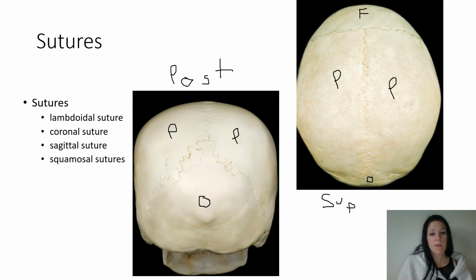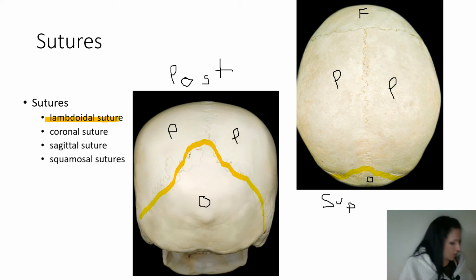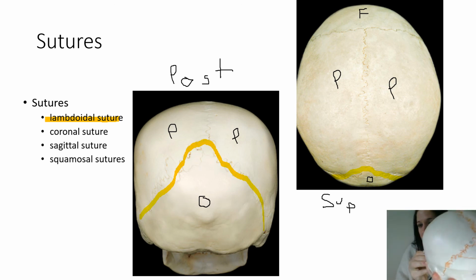Okay, so first the lambdoidal suture. The lambdoidal suture is the articulation between the occipital bone and the parietal bones. So if you can see here, this articulation, it's fairly small on this one because we're looking from the top. So we just see the very top of the suture. If we look at our skull, we're going to look at the posterior aspect, and here we have this suture. This is the lambdoidal suture.